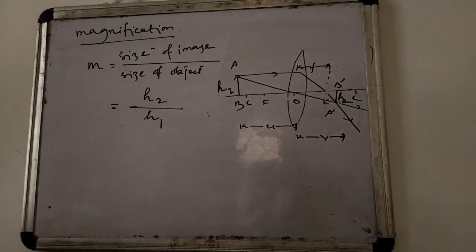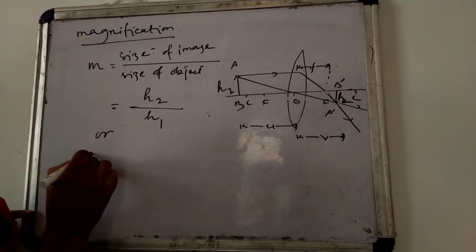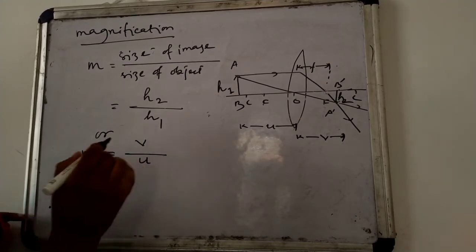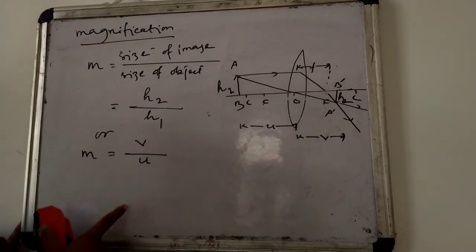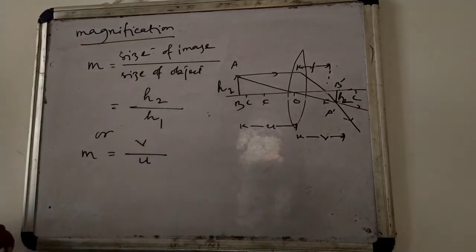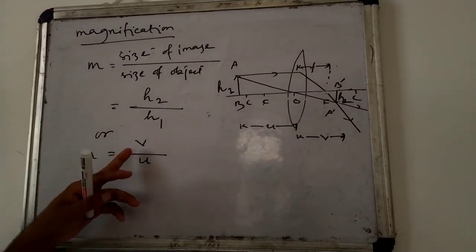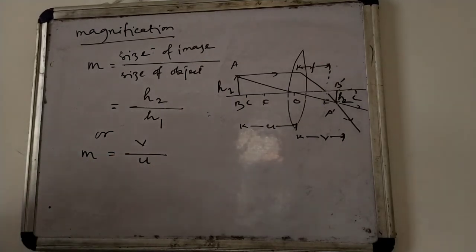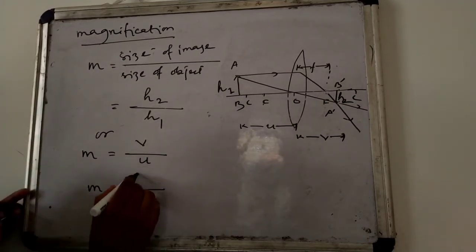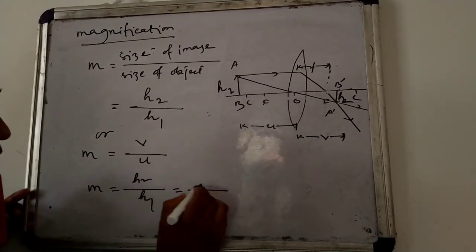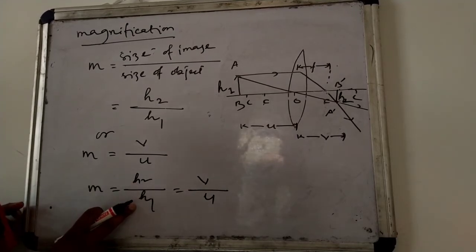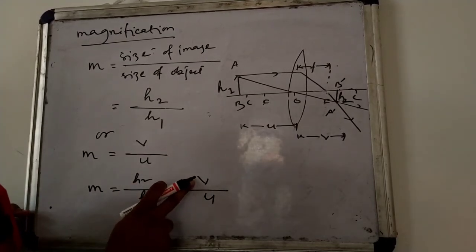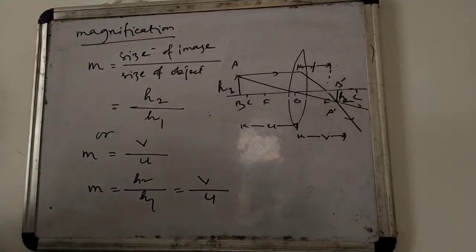Okay, or there is another formula, M is equals to V by U. So in mirror formula magnification was minus V by U, but in case of lens formula for magnification is only V by U, no negative sign is there. That means M equals to H2 by H1 is equals to V by U, where H2 is the size of the image, H1 is the size of the object, V is the image distance and U is the object distance.